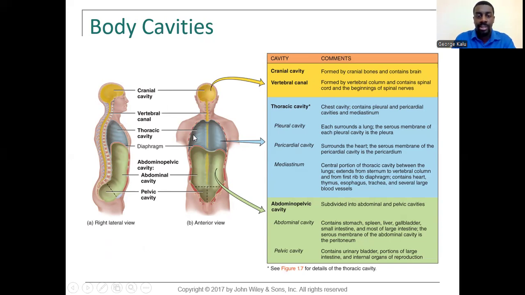We also have the thoracic cavity here in blue. That's going to hold your chest cavity. It's going to hold the heart and the lungs, and it's also going to hold all those other organs that are there. So the esophagus and the trachea, as they come down, are going to be in the chest cavity, along with some large blood vessels. Those are all housed within the thoracic cavity. And then the last one is the abdominopelvic cavity, which is separated into the abdominal cavity here and the pelvic cavity down here.